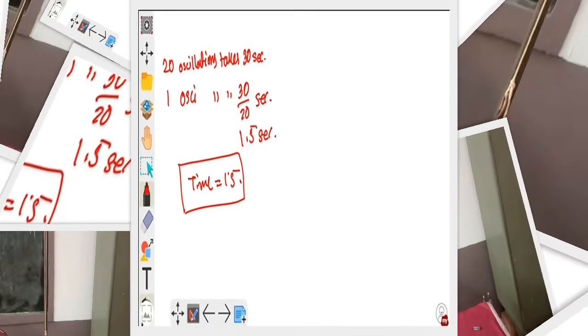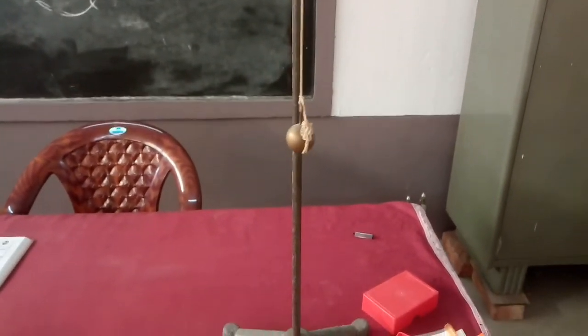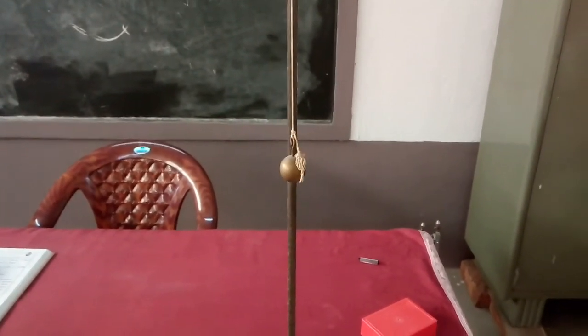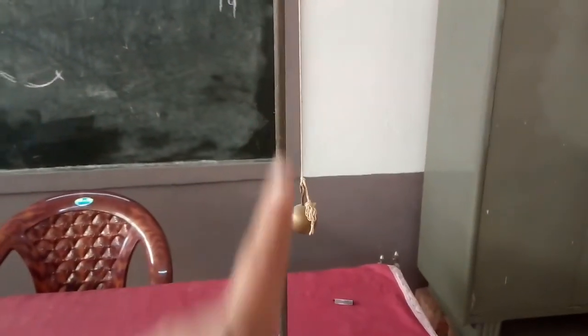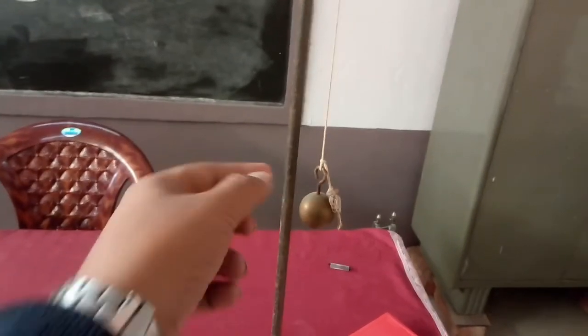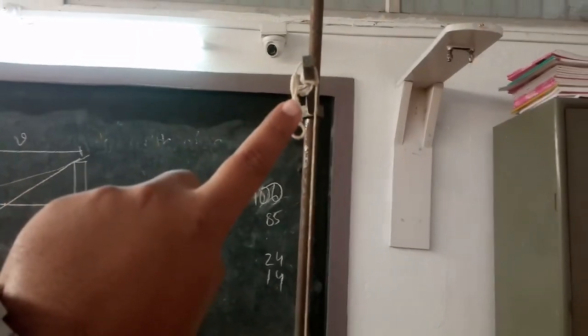Let's see an activity. So hello students, in this class we are going to find the time period of a pendulum. So this is an activity in which we are going to find the time period of a pendulum. Here you can see the setup of a pendulum. This is a heavy metallic bob, and it is tied with a thread, and the other end of the thread is fixed with a rigid object, and this is a stand. So this is our pendulum.